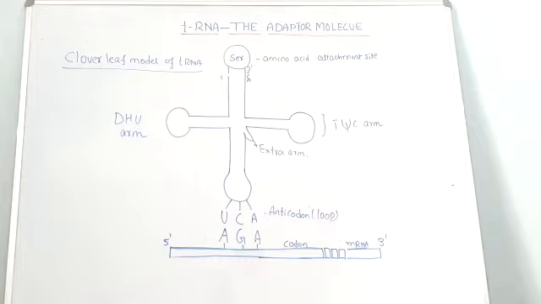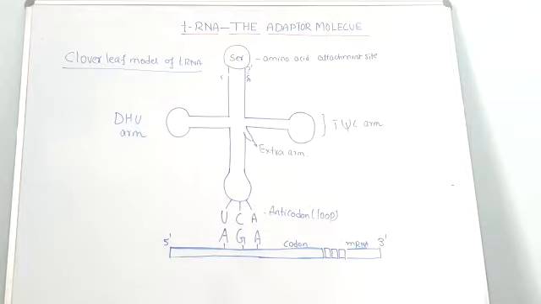Where does protein synthesis take place? In the cytoplasm. So since it transfers the amino acid to the site of protein synthesis, or into the ribosome during protein synthesis in the cytoplasm, its name is adapter RNA. Why is it called an adapter molecule? Because it adapts, or transfers, the amino acid towards the site of protein synthesis. Hence its name is adapter RNA. It's very important.